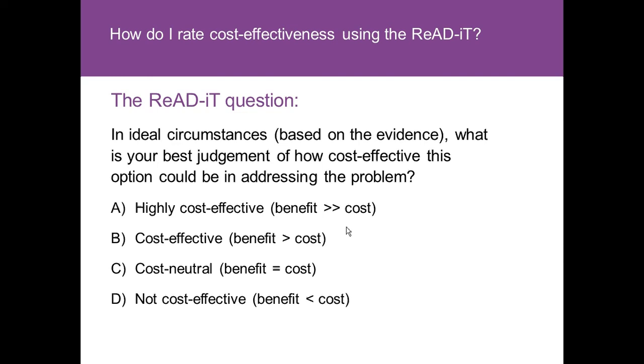In the resource allocation decision tool, you might now consider the language that we have used in this question. Here we've talked about the cost effectiveness of an option in addressing a particular problem, and then talked about being highly cost effective in terms of the benefits being much greater than the costs. This language is not entirely consistent with the four different types of economic evaluation that you will encounter in the health literature. However, we have used this language because we feel this is going to more commonly reflect the use of these terms by people who use the ReAD-iT tool.